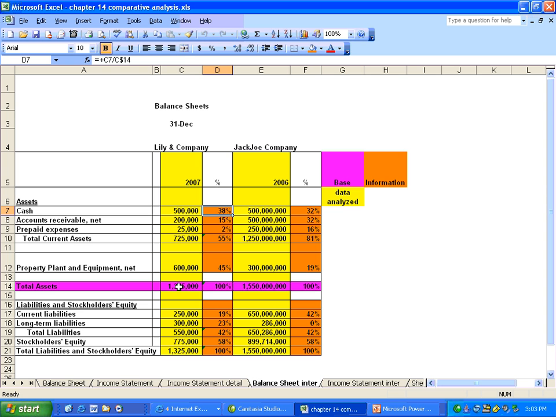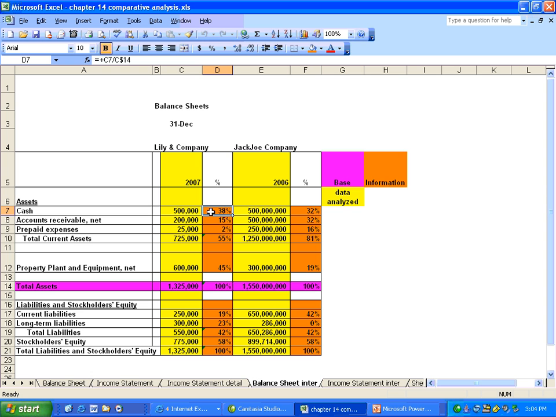By doing this, we can compare within years of Lilly & Company and see flux changes, but that's very similar to doing a horizontal analysis. By expressing everything as a percentage, we can now compare it to other companies. So here I've got Lilly & Company, which has $1.3 million in assets, and I'm going to compare it to Jack Joe Company, which has $1.5 billion in assets. You might say these companies are totally uncomparable, but if they're in the same industry, I may get some information by comparing the two. So even though Jack Joe is much larger than Lilly & Company, everything is expressed as a percentage, so it's comparable.